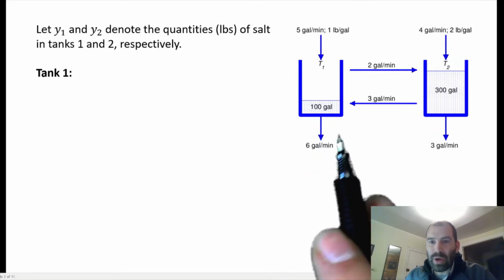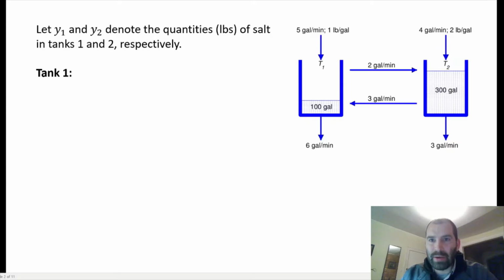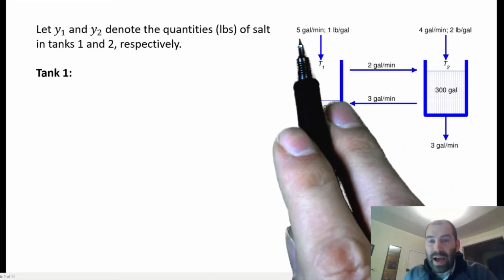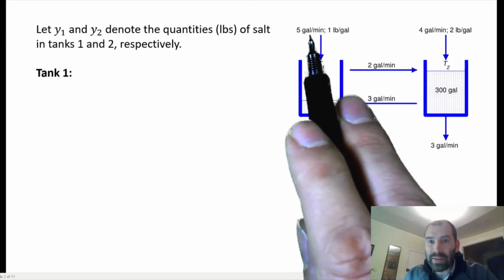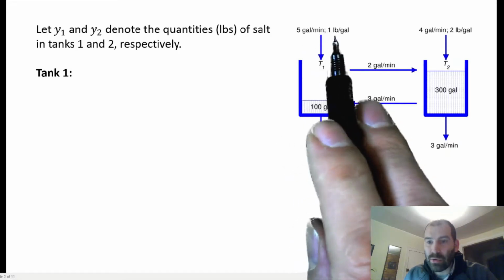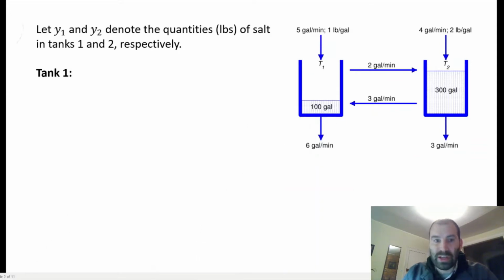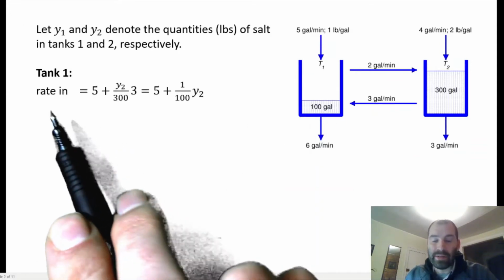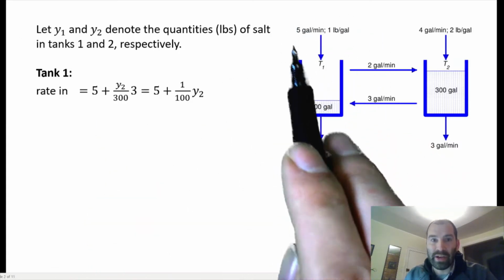So let's write down an equation for tank 1. Well, in order to write this down, we have to think about how do I measure how much salt is coming into tank 1. All right, well, if I look here, I've got 5 gallons per minute and 1 pound per gallon. Multiplying these together gives me pounds per minute. That's the rate at which salt is entering tank 1. So that tells me information about the rate at which salt is entering. So the rate in is 5, right? Coming from this source right here.